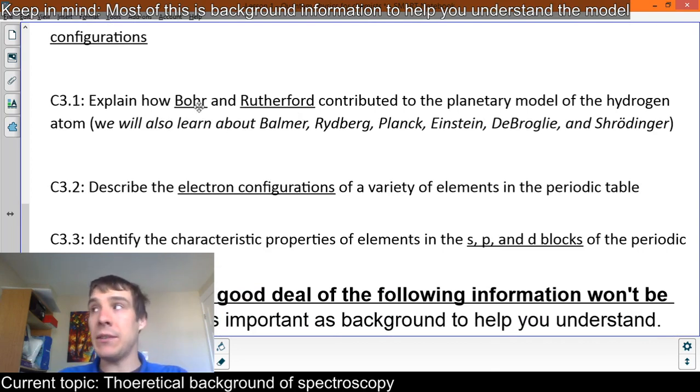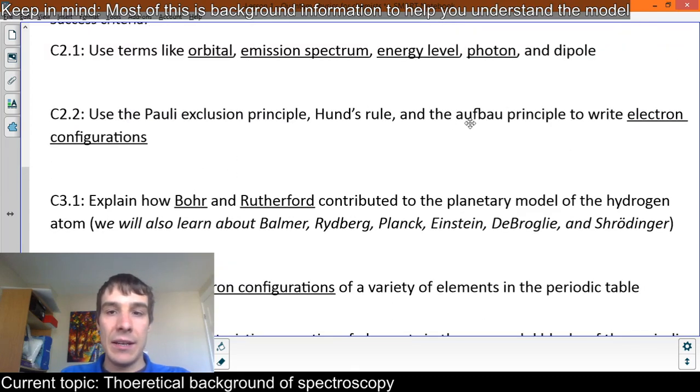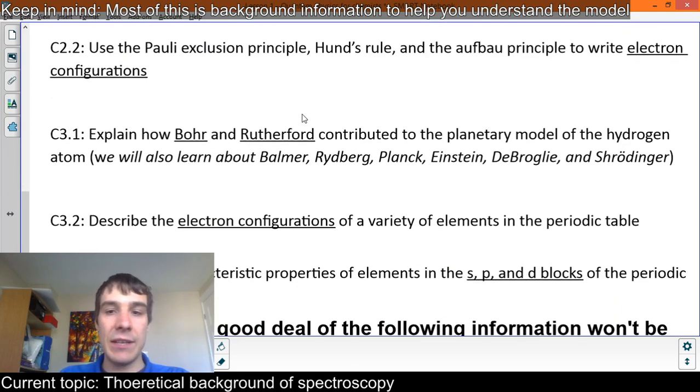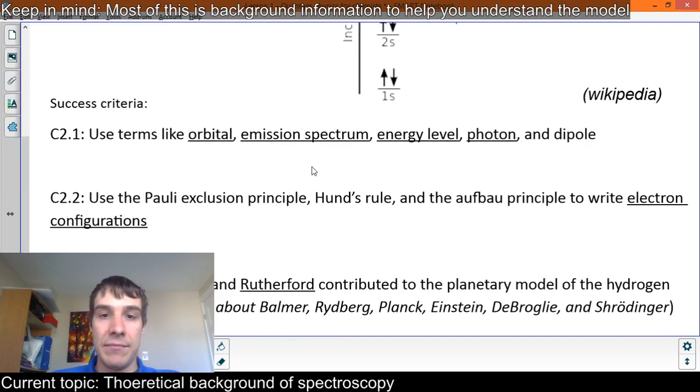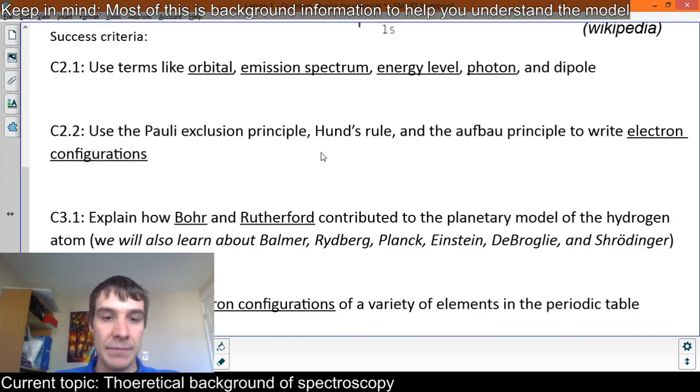Bohr in particular used spectroscopy a lot, this idea of emission spectrums and energy levels, in order to create his model. We're also going to learn about these guys: Balmer, Rydberg, Planck, Einstein, DeBroglie and Schroedinger. Those guys are not going to be on any tests or anything like that, but they're very important in order to understand this stuff, basically.